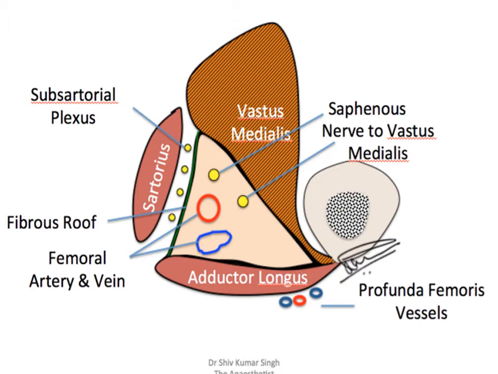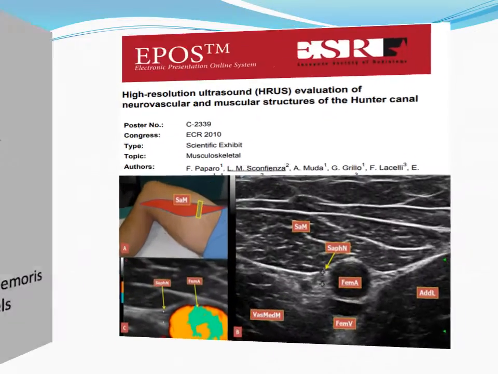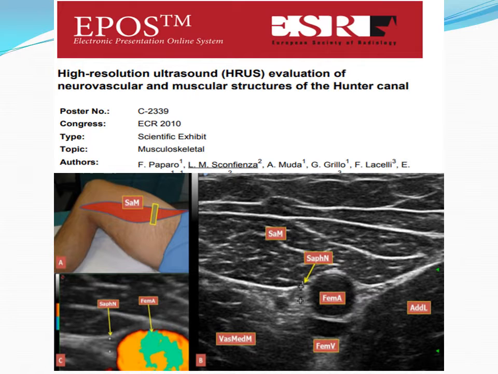And outside the aponeurotic sheath, we have the subsartorial plexus, which is a group of nerves: branches of the obturator nerve, the medial retinacular nerve, and the medial femoral cutaneous nerve. The radiologists describe that visualization of the saphenous nerve can be easily obtained in the proximal part of the adductor canal using high-frequency ultrasound.